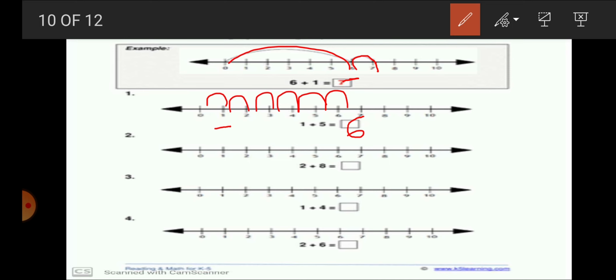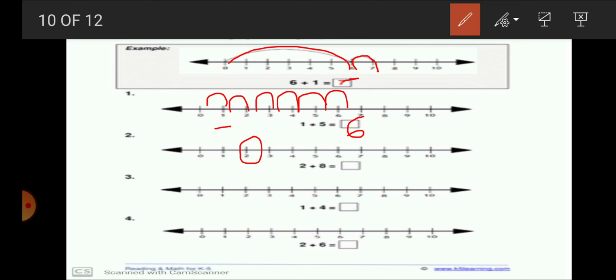Next is 2 plus 8. Now what should we do? Find number 2 first of all. Where is it present on the number line? Find it out. If possible, draw the number strip in your book with me. I am waiting for you. Okay, find number 2. Where is number 2? Yes, here it is, number 2. Now what should we do?